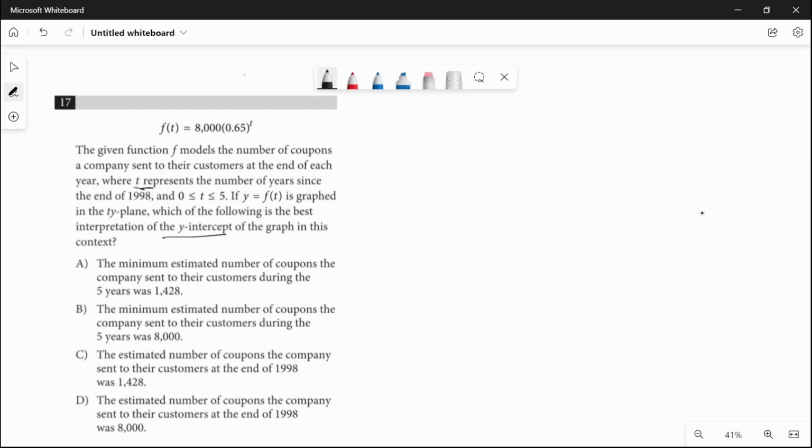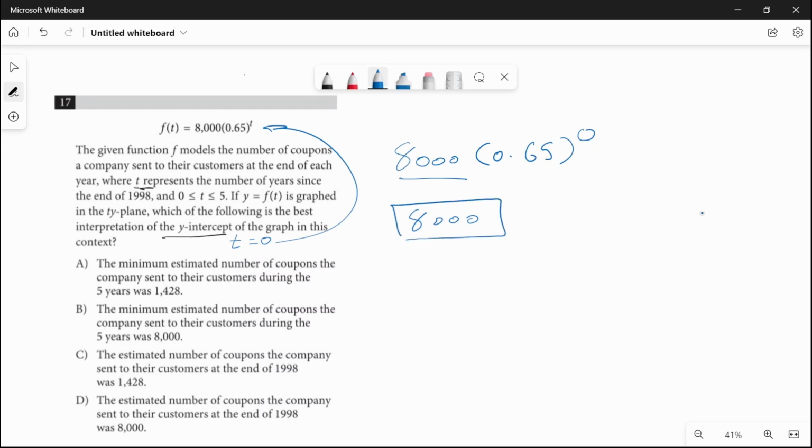So first, let's find the value of the y-intercept. The value of the y-intercept in this function can be found by plugging in the value of t equal to 0 into the function here. So we will have 8 thousandths multiplied by 0.65 to the power of 0. 0.65 to the power of 0 is equal to 1, and 1 multiplied by 8 thousandths is equal to 8 thousandths. So the value of y at the y-intercept point is equal to 8 thousandths.